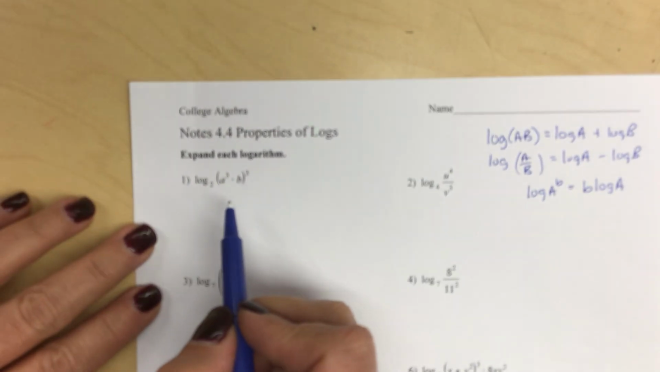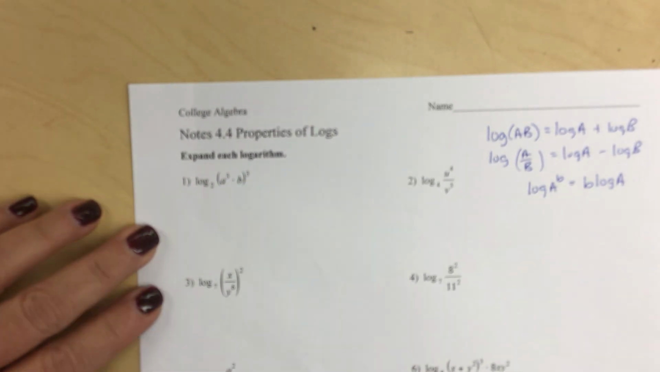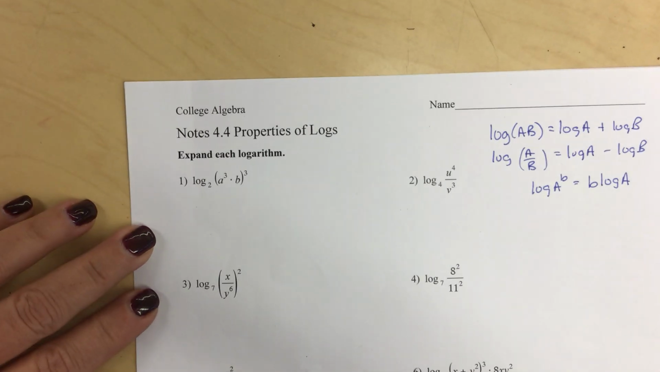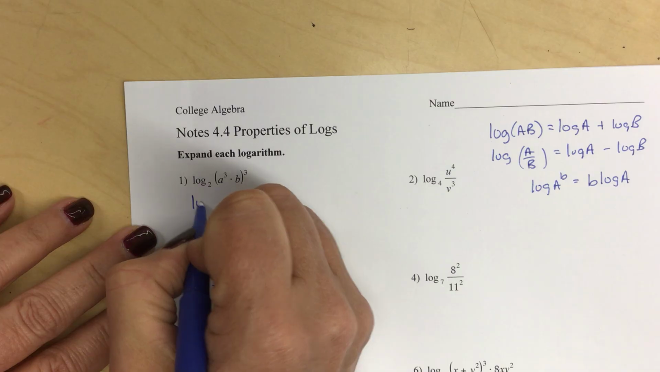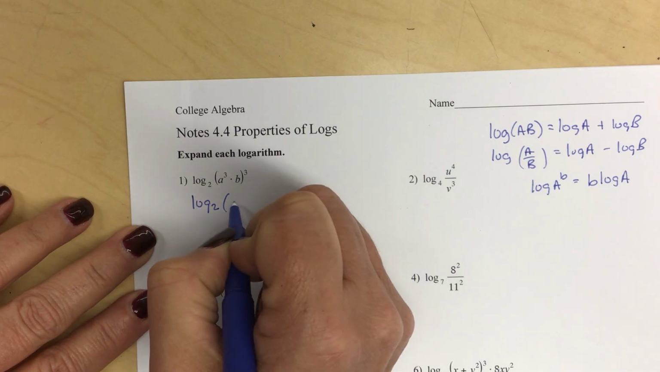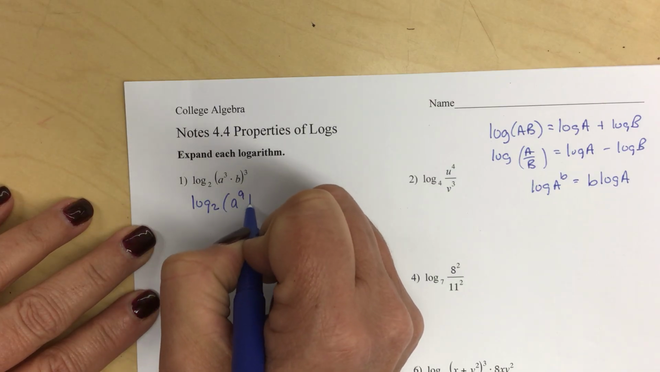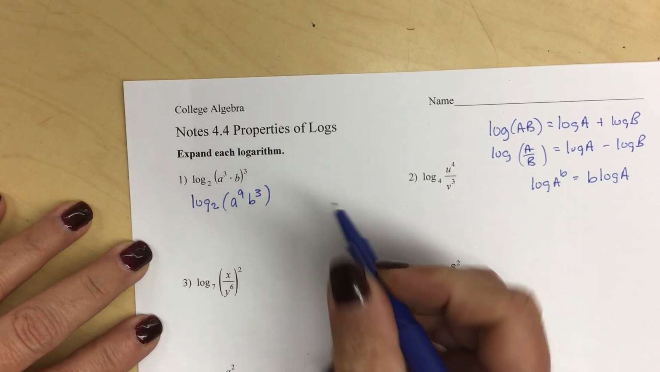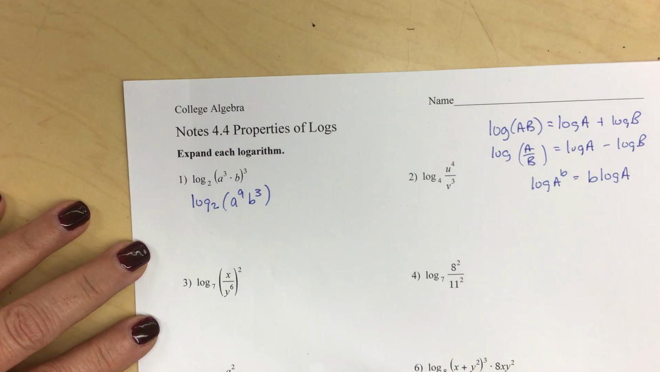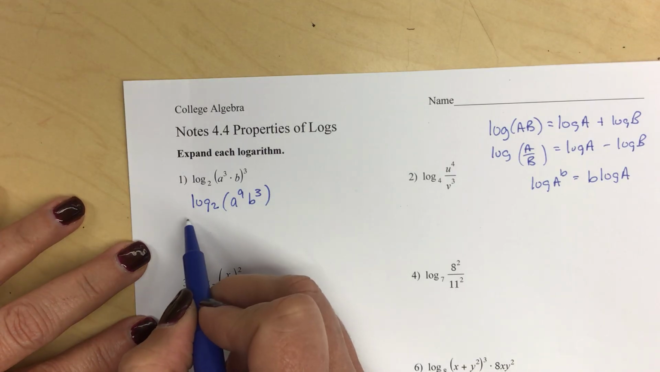Now on this one, you could bring the 3 out in front, but I choose to simplify this first. So you could do log base 2 and then make that a to the 9th, b to the 3rd. Then I'm going to get to where I do this a little quicker, but I'll go through it step by step here.